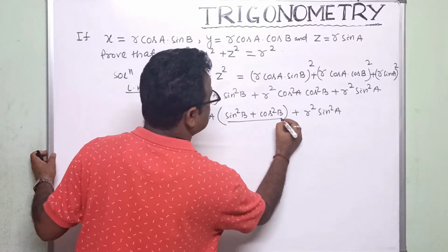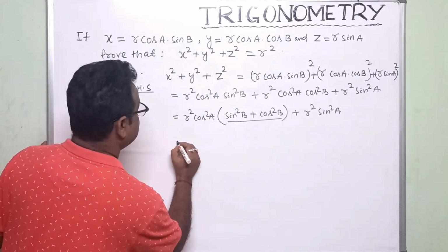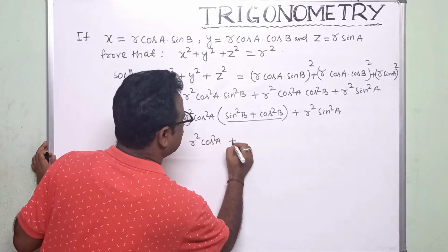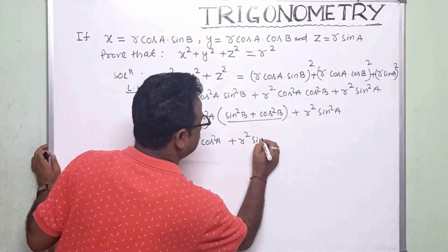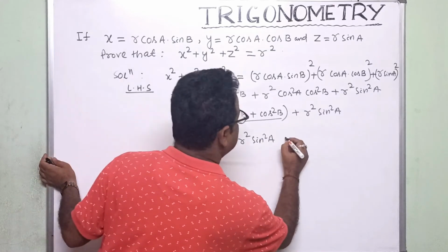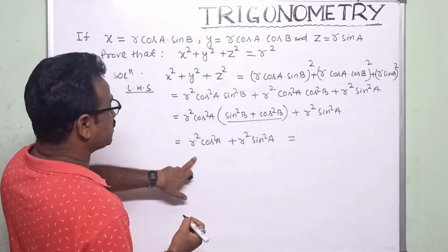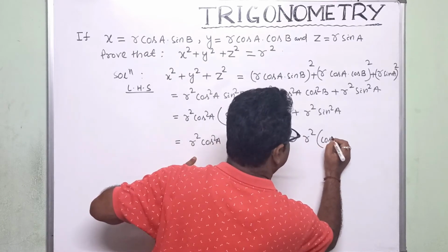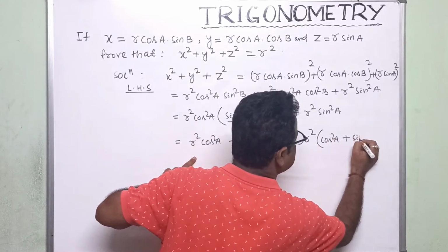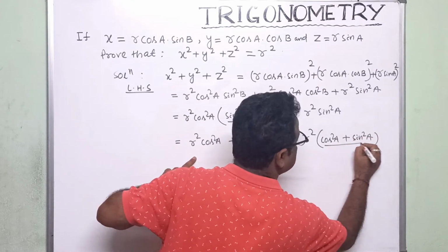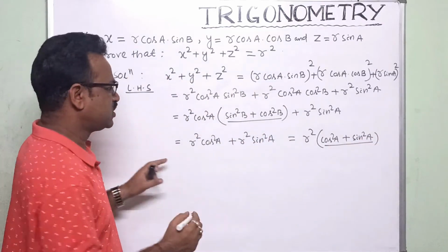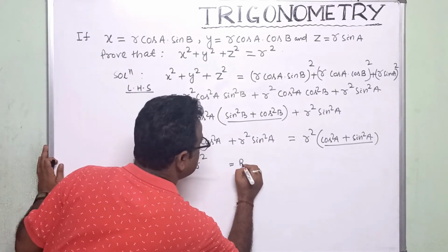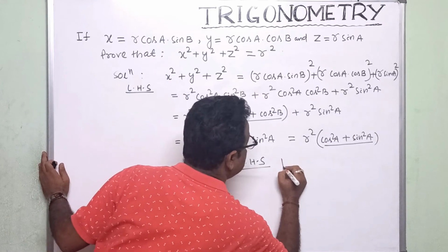So sin square b plus cos square b is 1. So that is equal to your r square cos square a plus r square sin square a. Again that is equal to your r square taking common. R square taking common, we will get cos square a plus sin square a. You know cos square a plus sin square a is equal to 1. So that is equal to your r square, which is equal to RHS, your root.